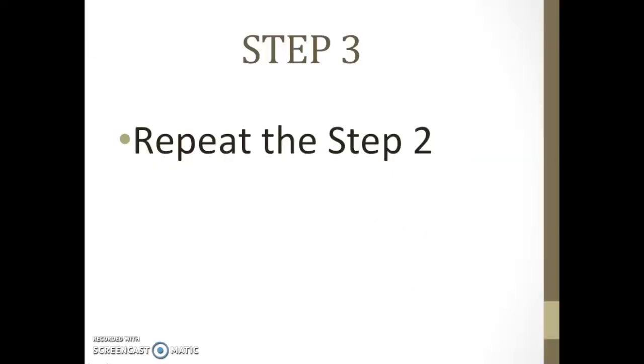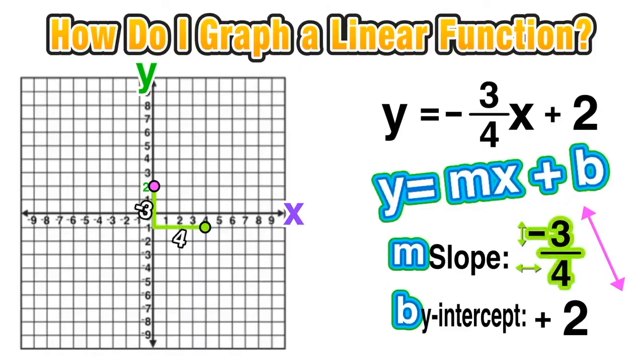The third step is repeat step 2. And we can continue to build off of each point, in this case our new point, by repeating that slope. Again, we rise down 3 units and then run to the right 4, and again we plot another point. And if we are applying the slope correctly, we should see that we're building a pretty consistent staircase here.